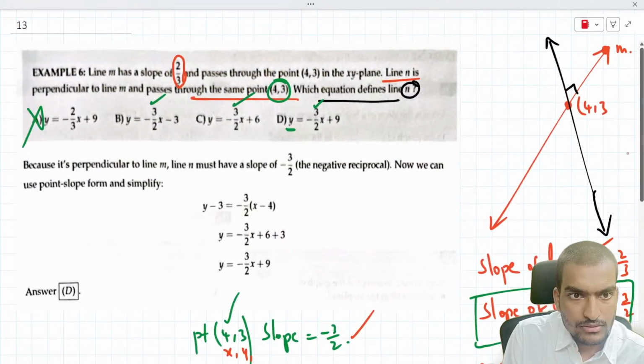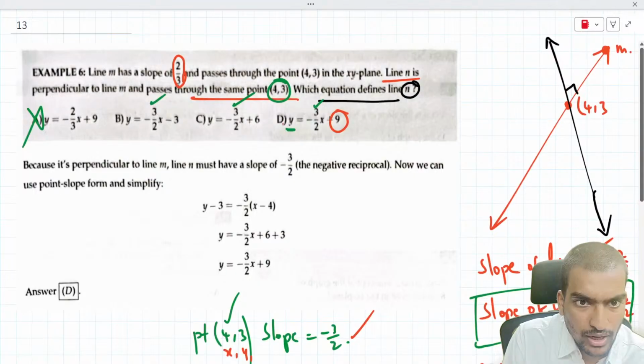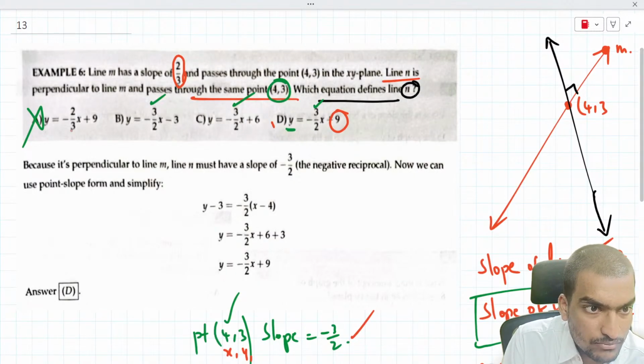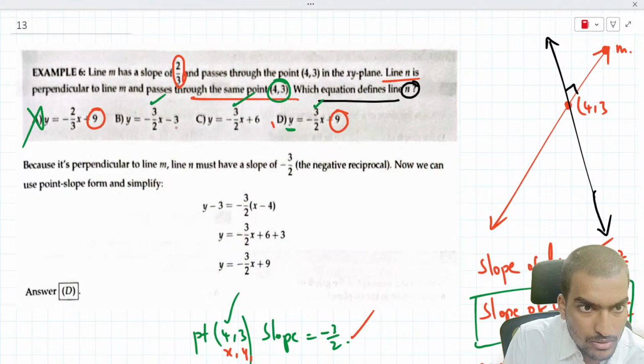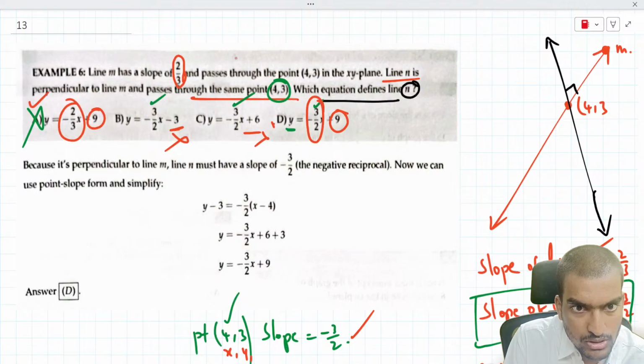So here we got the option. We have a y-intercept of 9, and there is only one option with y-intercept 9. Here they are 3 and 6, so that's not an option. Obviously we eliminated this one because its slope is -2 by 3, but the actual slope is -3 by 2. So option D.